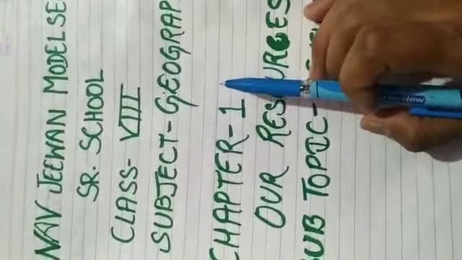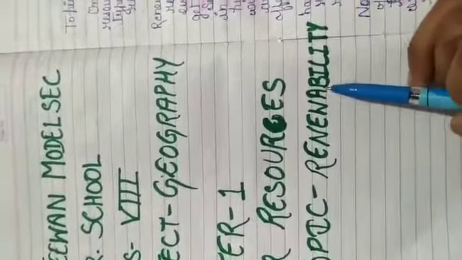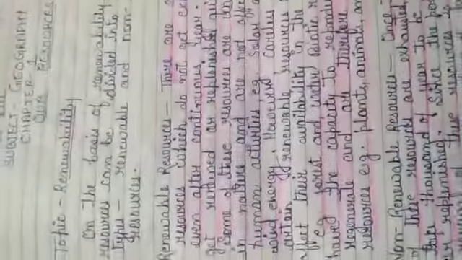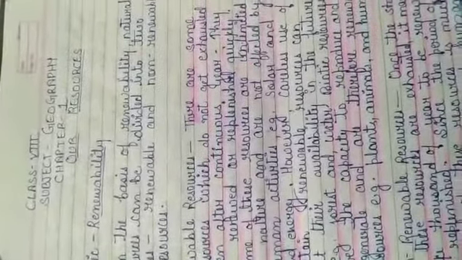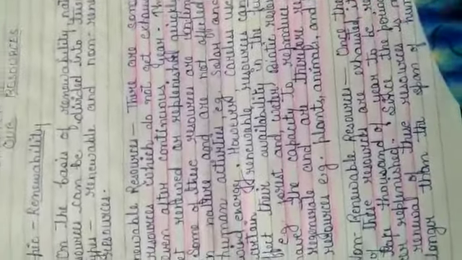We'll start with our chapter 1, that is Resources, and subtopic renewability. In our previous video we discussed what resources are and the types of resources. In the types of resources, first we discussed natural resources, and natural resources are categorized into different types depending upon the following points. First we discussed the level of development in use, second origin. Then in this video we talk about renewability.